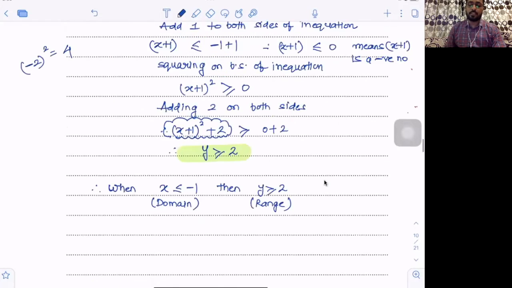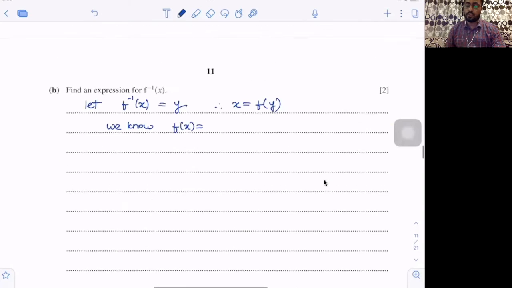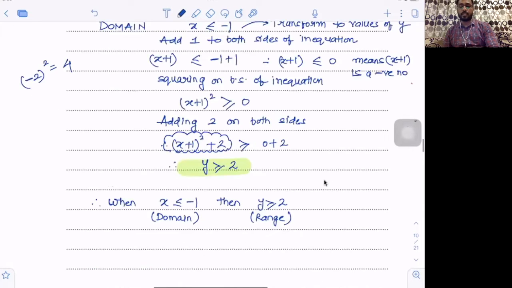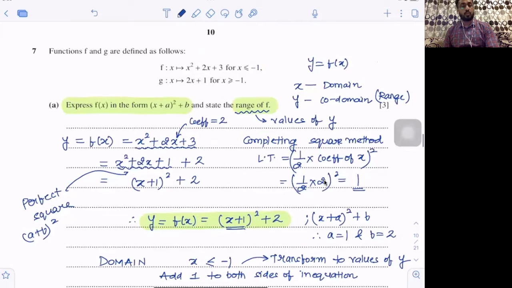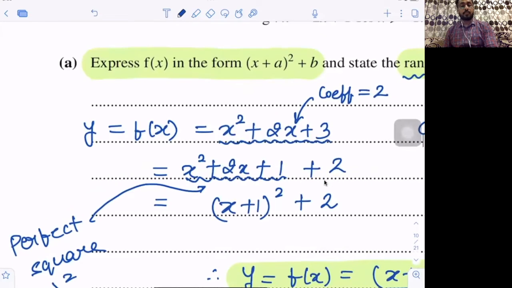So f of x is x square plus 2x plus 3, or it is x plus 1 the whole square plus 2, right? That's f of x. Let's check it one more time. x plus 1 the whole square plus 2. That's the value of f of x. You can see it on the screen.